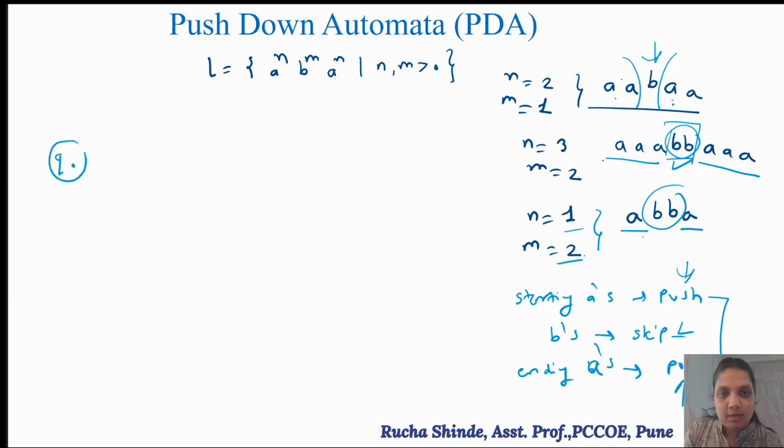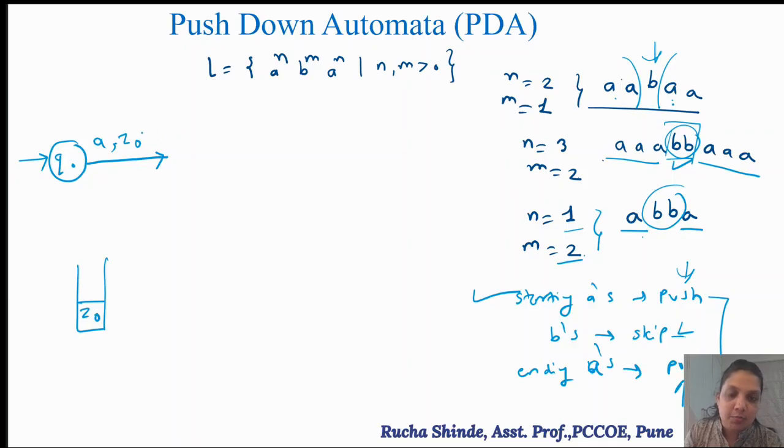Let's say Q0 is my initial state. Now, as n and m are greater than 0, it is required that there is at least one occurrence of a and one occurrence of b. So let's start by reading the first a. Here I am assuming that in the stack we have Z0 at the bottom. As this is the first character, obviously at the top of the stack we have Z0, and the rule we decided is to push it in the stack.